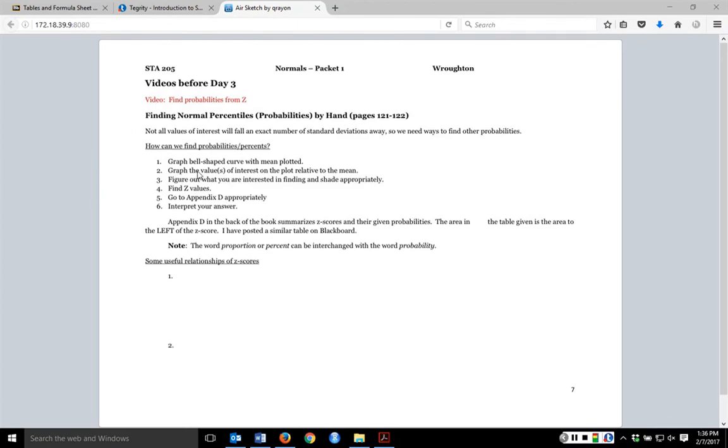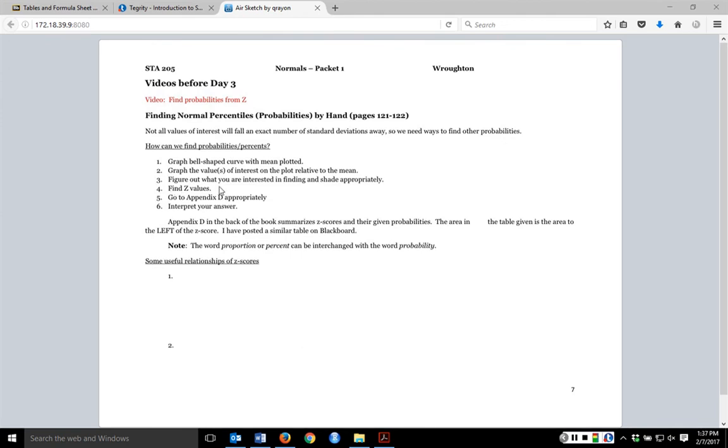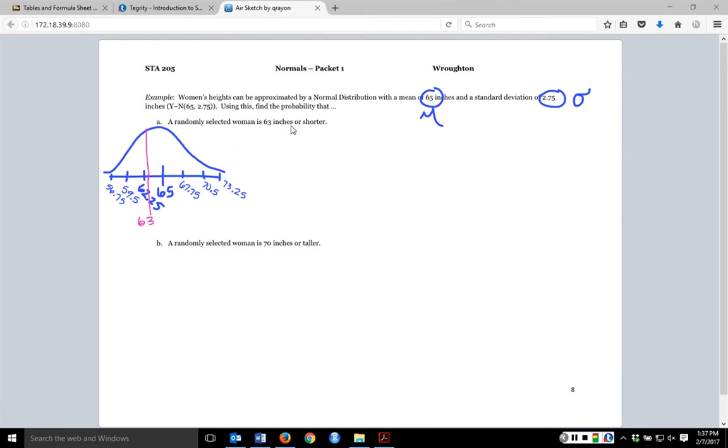Now it says we're going to graph the value or values of interest on the plot, relative to the mean. We're going to put the number where it belongs. We're interested in 63. So 63 falls about right here on my picture. I'm going to go down here where I can label it a little bit better. So there's where 63 would fall. Next, we're going to figure out what we're interested in and shade appropriately. It says we want 63 inches or shorter. So which way are shorter people? That means I'm going to shade everything smaller than our 63.